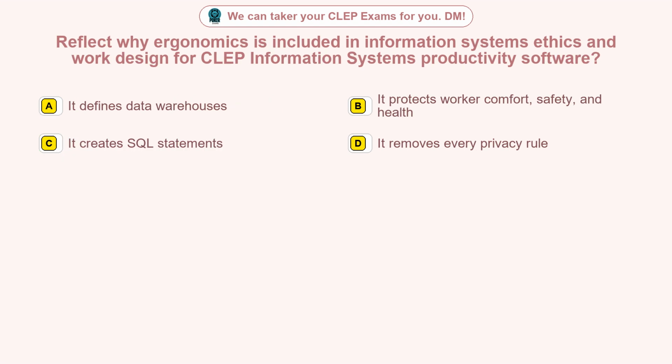Question 100. Reflect why ergonomics is included in information systems ethics and work design for CLEP Information Systems productivity software. Option A. It defines data warehouses. Option B. It protects worker comfort, safety, and health. Option C. It creates SQL statements. Option D. It removes every privacy rule. The correct answer is option B. It protects worker comfort, safety, and health.